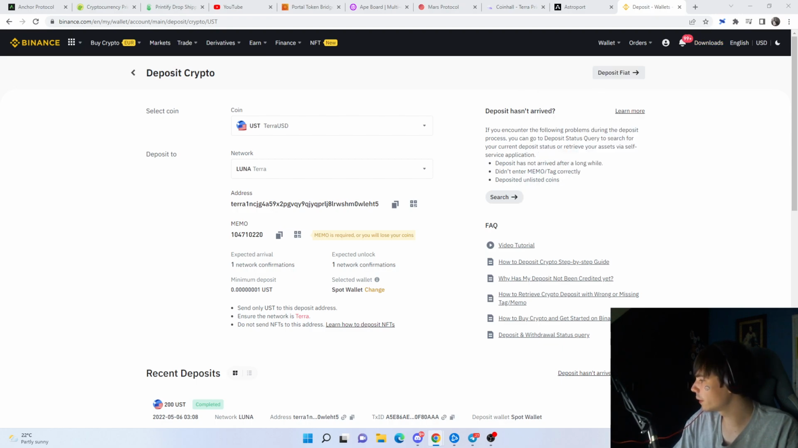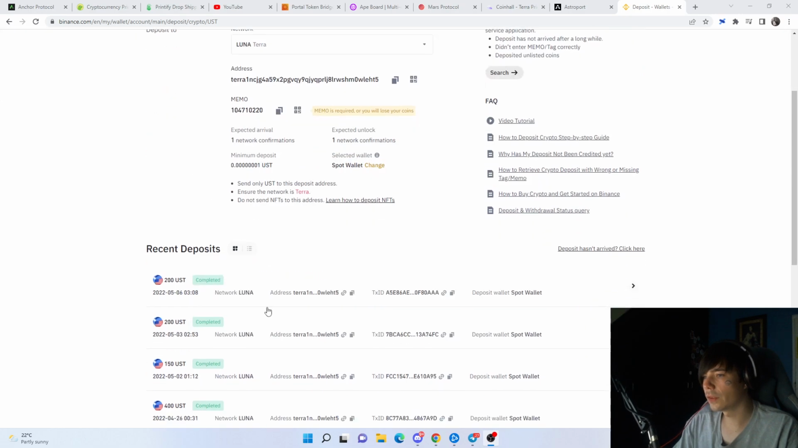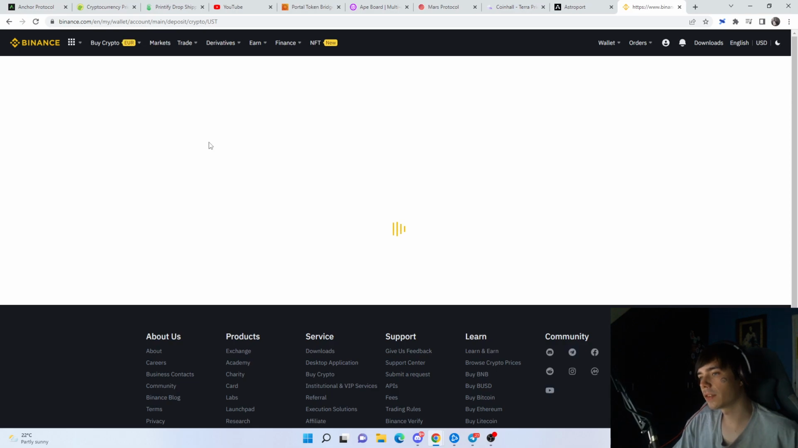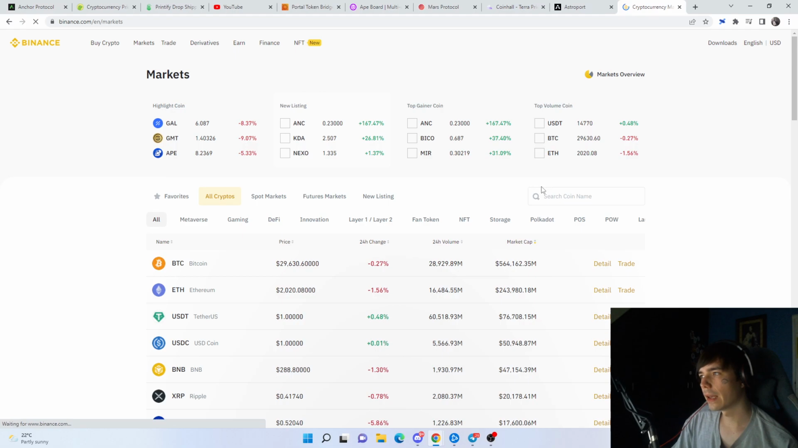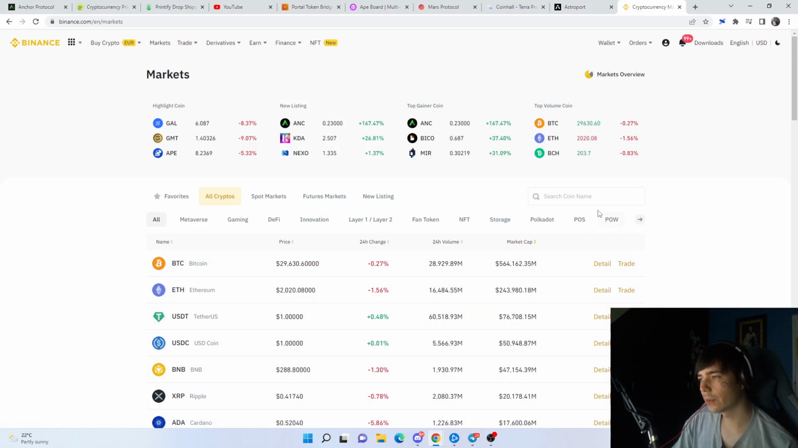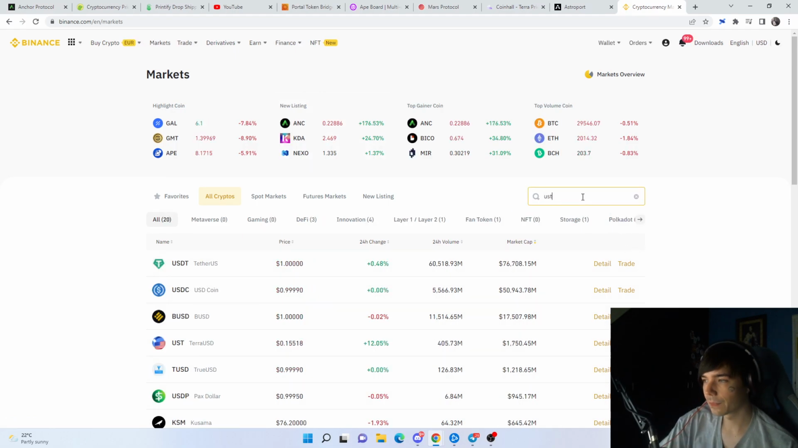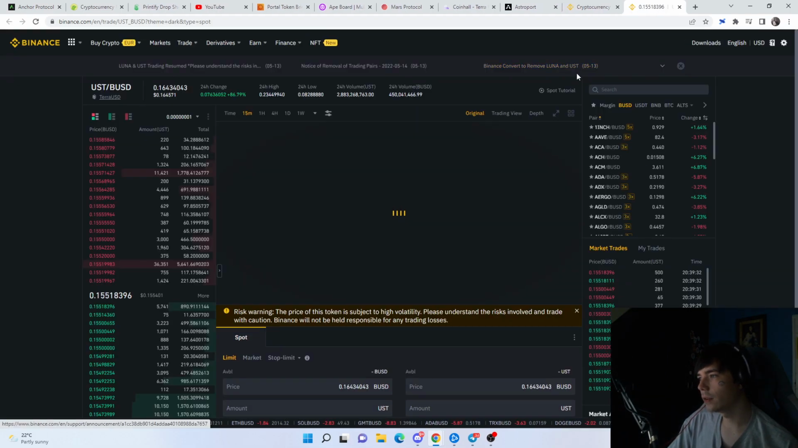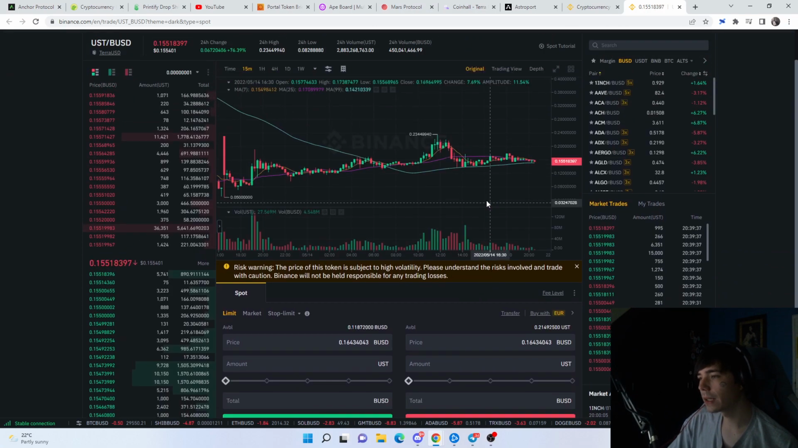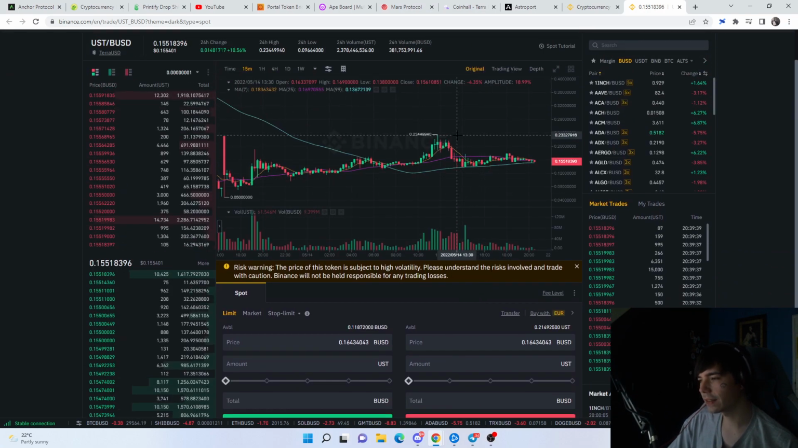Currently it's broadcasted, so it has been sent, and when it arrives it will show in the recent deposits. We can already refresh and maybe we would see it pending, but no, we don't. The step after doing so is searching for UST, and then you find UST, which you can then trade and exit your position. That's definitely one thing that I forgot yesterday, that you can still trade it over on Binance, and that's one way to cash out your UST.